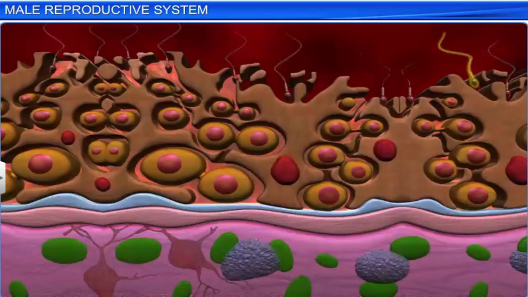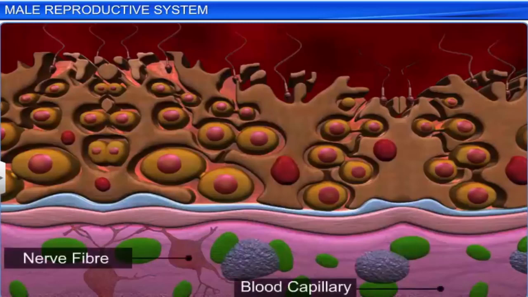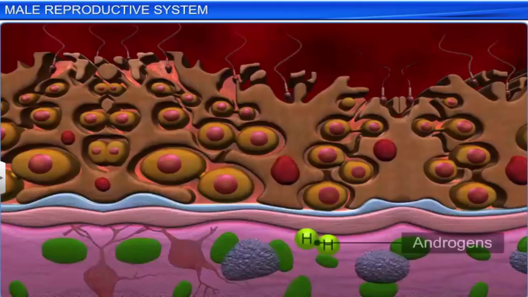The Sertoli cells provide nutrition to the germ cells. The regions outside the seminiferous tubules contain blood capillaries and nerve fibers, and small groups of large glandular cells are called interstitial cells or Leydig cells. Leydig cells synthesize and secrete testicular hormones called androgens.